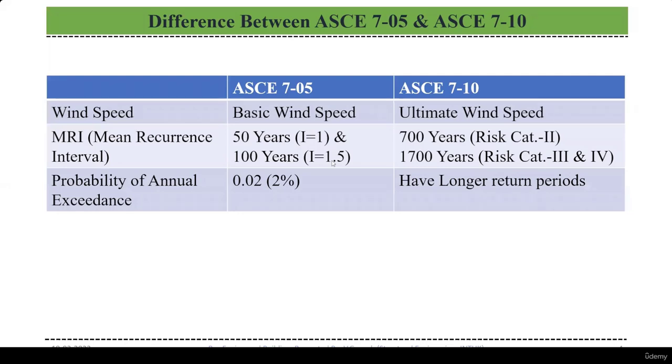So what are these importance factors and what are these risk categories? The importance factor was introduced in ASCE 7-05 based on the type of structure, whether it is used for residential purposes, hospitals, general structures, or emergency structures.